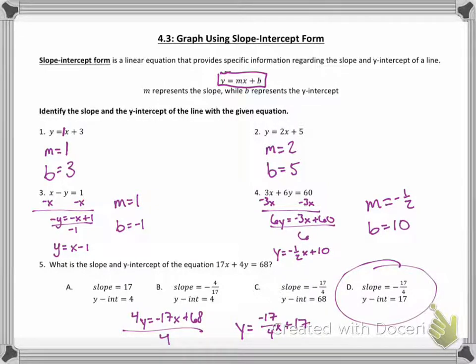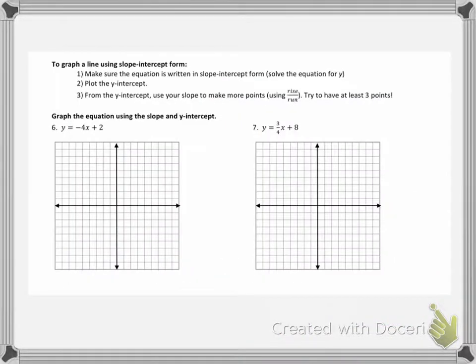This is just to briefly remind you how to identify those two main pieces, because when it comes to graphing, you're going to need those two things. So let's take a look here and review how we can graph. To graph a line using slope-intercept form, there are 3 key things. Get the y by itself, plot the y-intercept. From the y-intercept, use your slope to make more points using rise over run. Try to fill the grid with as many points as you can.